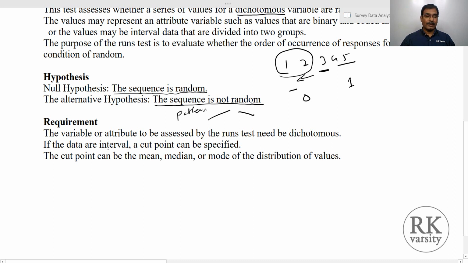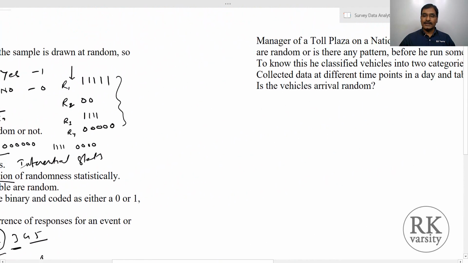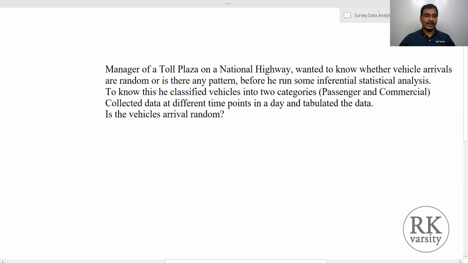The requirement is that the variable or attribute to be assessed by the runs test needs to be dichotomous, measured on only 2 points, yes or no. If the data are interval, a cutoff point must be specified. The cutoff point may be the mean, median, or mode of the distribution of values. Using those values, you convert the interval scale into a dichotomous one. So here are examples. First we look at the first example.